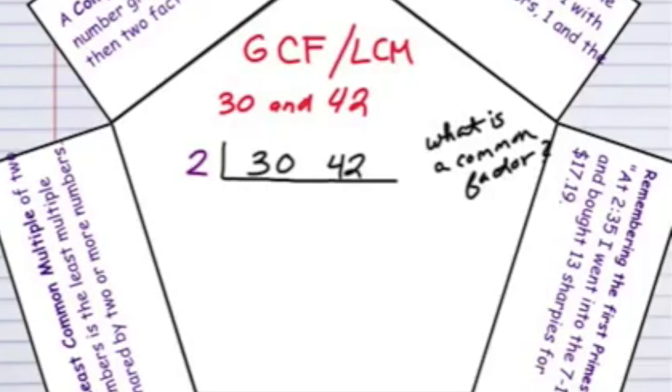And once you find that factor, you're going to put it exactly where I put my 2, kind of to the left-hand side. And you're going to think to yourself, okay, if I factored 30 by 2, what would I get? Well, 30 divided by 2 is 15. We're going to do the same thing with the 42. If I factor 42 by 2, I'm going to get 21. Now we're going to draw the next layer of our ladder, and we're going to repeat what we just did.